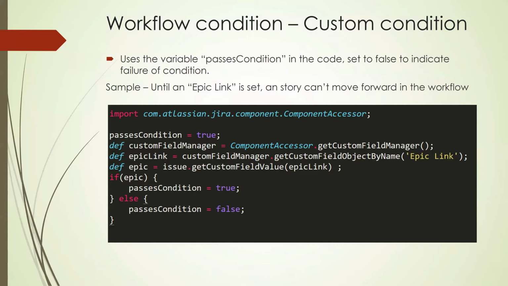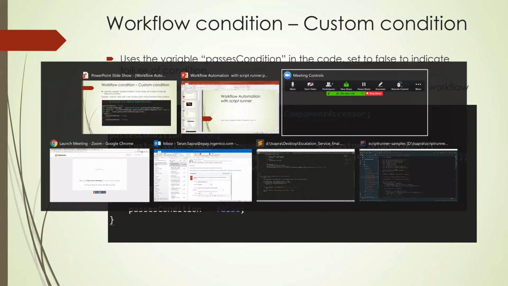You have passes condition, which is a built-in variable used by the ScriptRunner plugin. If it is true, then the condition would pass. If it is false, the condition won't pass. So I have this snippet in the transition condition, and that transition will not be visible unless it is connected to an epic. I get the custom field manager. Using the custom field manager, I get the custom field object, that is epic link, and I check if it has a value, then passes condition is true. If it doesn't have a value, passes condition is false. To give you an example to get a better understanding, let me go to my browser.